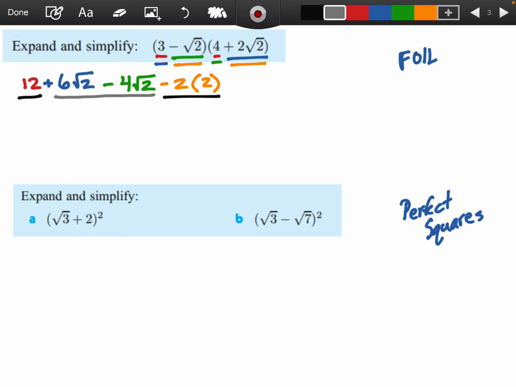So I know that that's going to go together. What you do first is up to you. I would probably do 12, and then I would put my root 2's together. So I have 6 minus 4, so positive 2 root 2. And then I would do that minus 4. And then the last thing I would do is put together the 12 minus 4 to give me 8 plus 2 root 2 as a final answer.